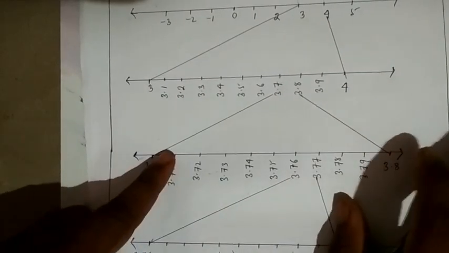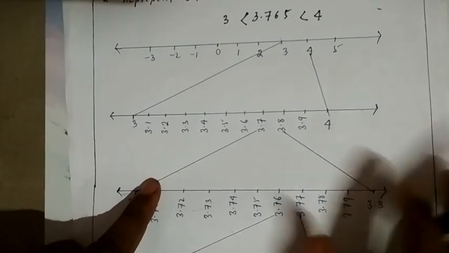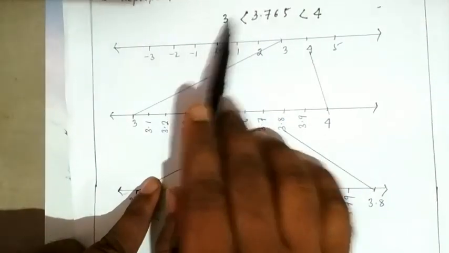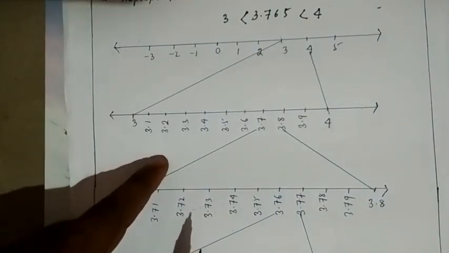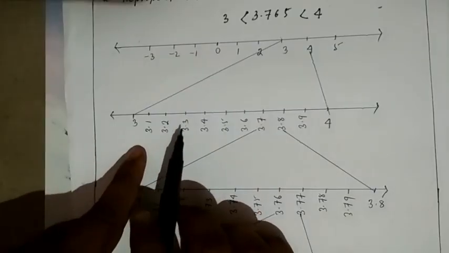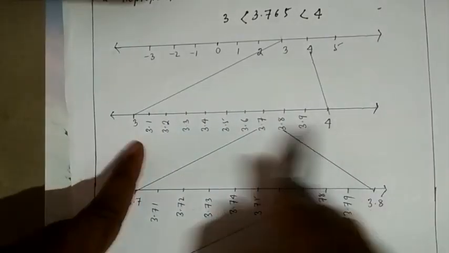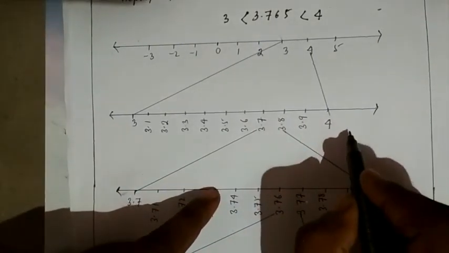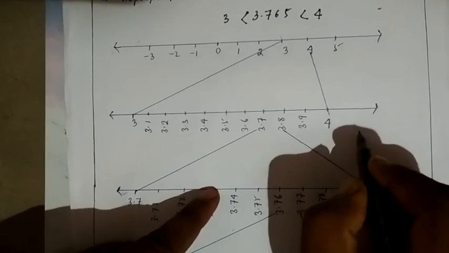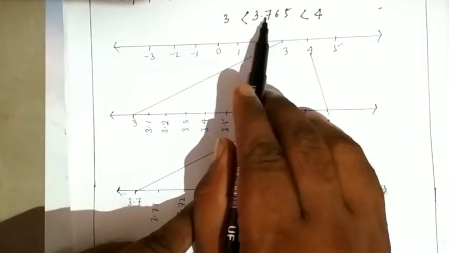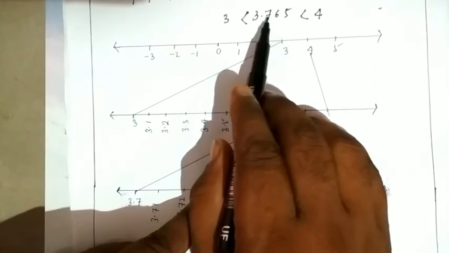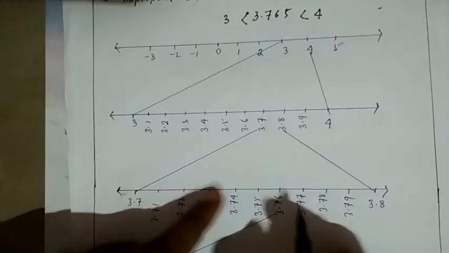Similarly, here listen, 3.765. In the first case, 3.765 will lie in between 3 and 4. Again listen, after checking the portion in between 3 and 4, again you see here, you go one digit in the decimal part, one digit you compare.